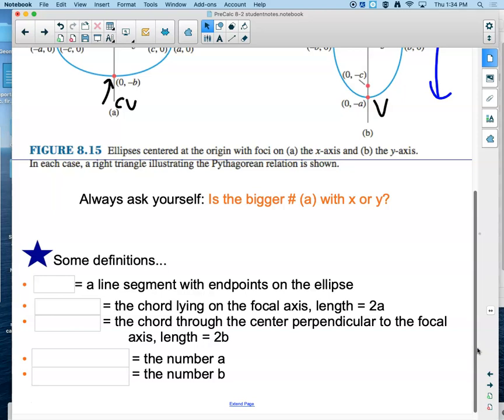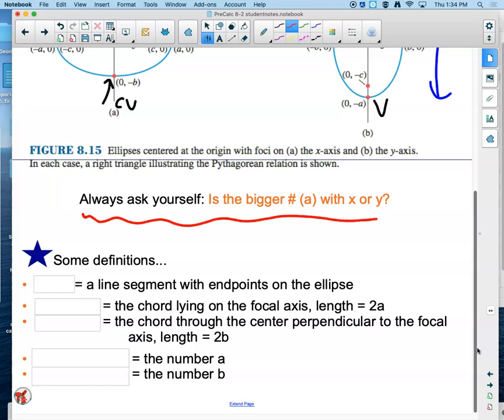So because ellipses have a plus in their formula, if anything's missing, it's c squared equals a squared minus b squared. And here's the really key point with ellipses. Always ask yourself, is that bigger value, which is a, under the x or is it under the y? Because if it's under the x, then we have a horizontal ellipse. If it's under the y, then we have a vertical ellipse.